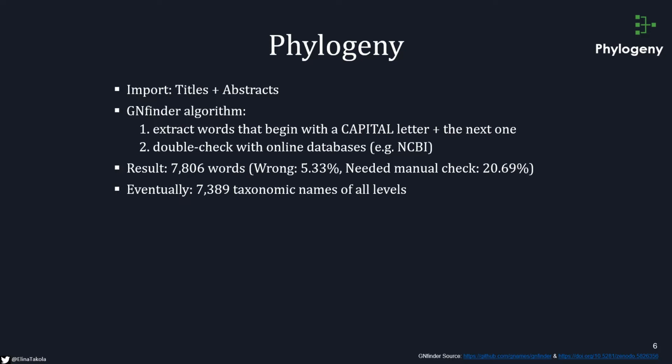At first, it identifies all words beginning with a capital letter in a text, and then it compares the extracted words with two online taxonomic databases, Encyclopedia of Life and NCBI. If the word exists in one of those databases, then it's a taxonomic name. If not, it's considered a normal word.